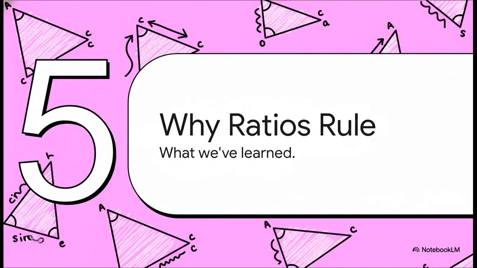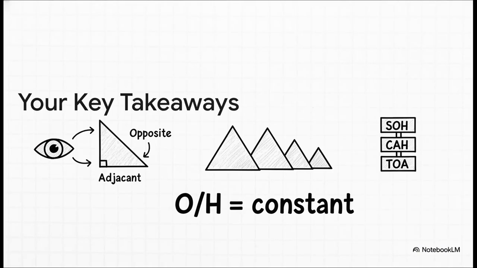Okay, let's bring it all home. Let's do a quick recap of the really big ideas we covered in this explainer. So here are the key takeaways. Number 1, your point of view, the reference angle, is everything. It tells you what's opposite and what's adjacent. Number 2, the huge discovery. For any angle, those side ratios are always constant. And number 3, SOH-CAH-TOA is your best friend for remembering the formulas.